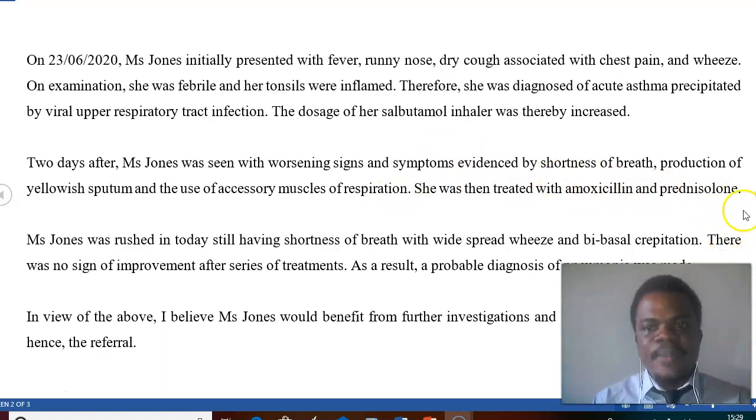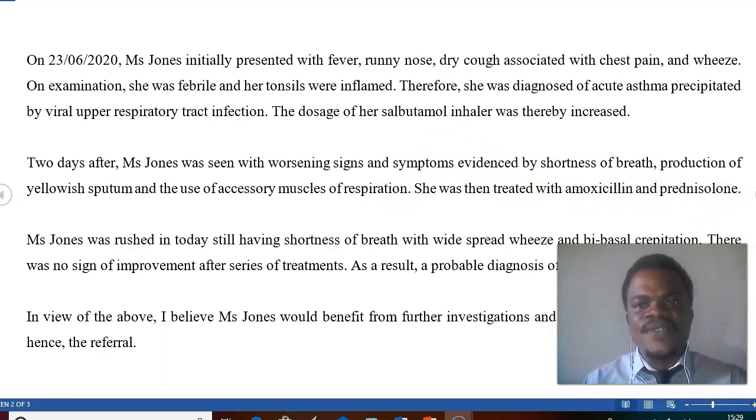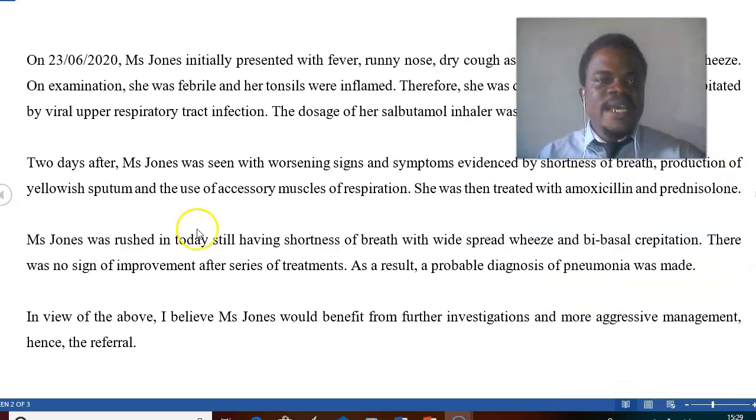That's my fourth paragraph. So let's go to the fifth paragraph. Fifth paragraph, Miss Jones was rushed in today, still having shortness of breath with widespread wheeze and bibasal crepitation. I've not mentioned these symptoms before, I introduced them here. There was no sign of improvement after a series of treatments. As a result, a probable diagnosis of pneumonia was made.